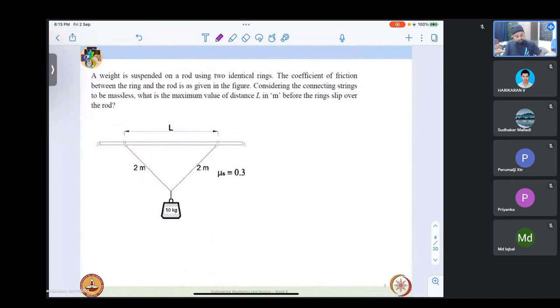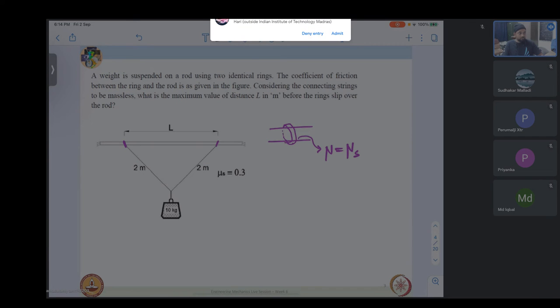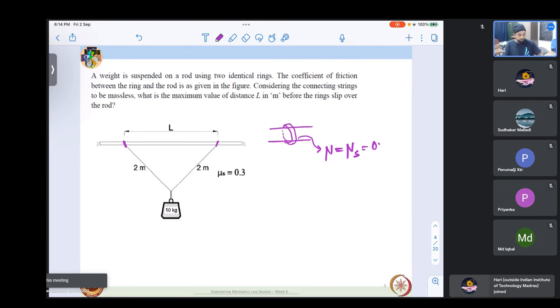The question says that this weight of 10 kg is suspended on a rod using identical rings. We have two rings here, one on each end of the rod. The coefficient of friction between the ring and the rod, at this interface, is given in the figure as mu equal to 0.3.